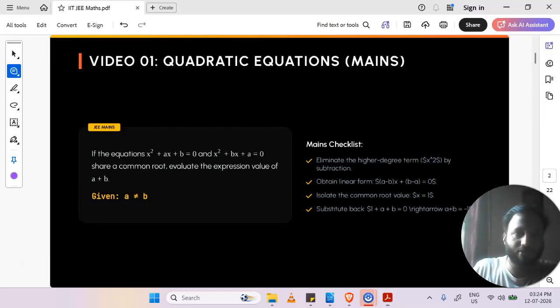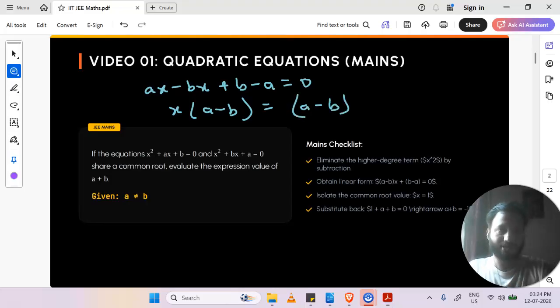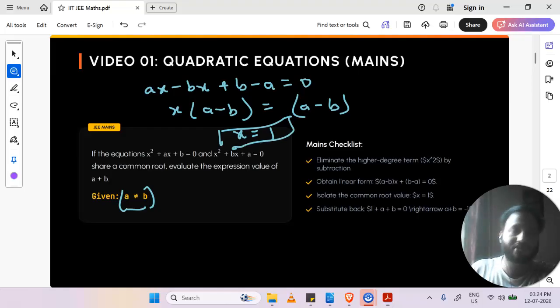If I subtract both the equations, what's going to happen? It's ax minus bx plus b minus a equals 0, which gives us x times (a minus b) is equal to a minus b. And a is not equal to b. Since this is given, we can say x is equal to 1. So this is the common root which they're talking about.